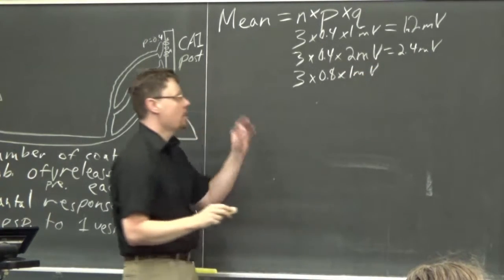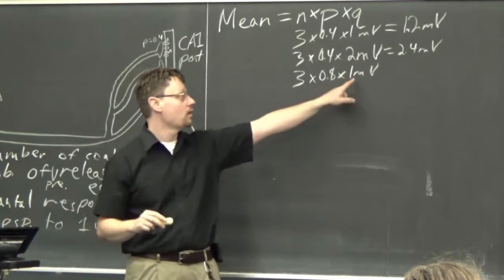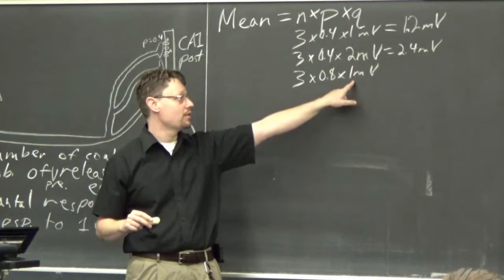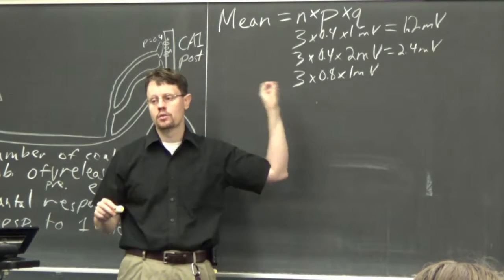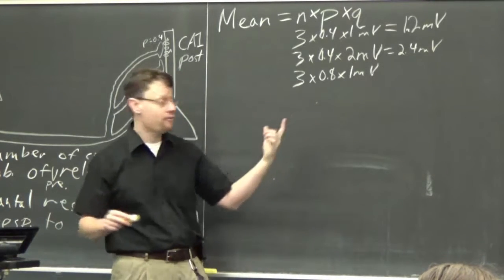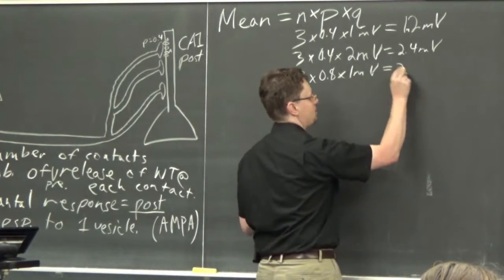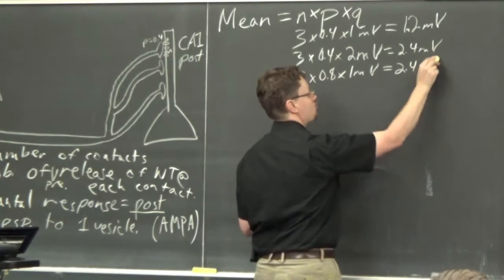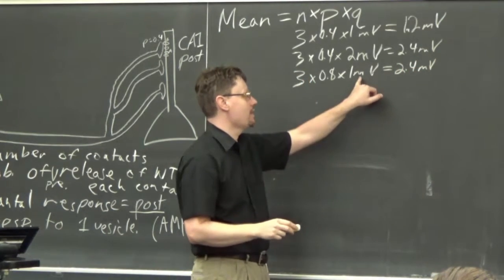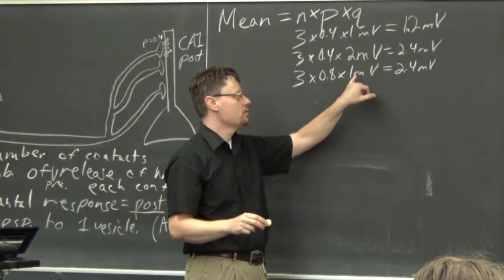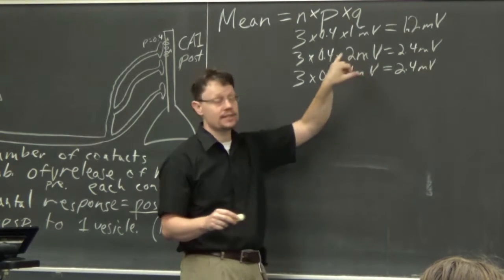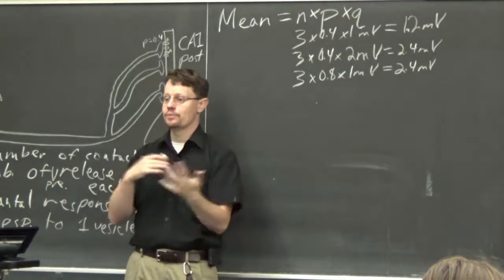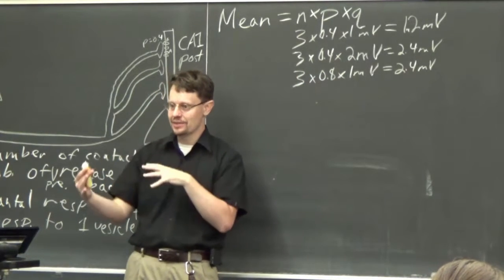Now we'll get a lot more times that we get 3 millivolts, and a lot fewer times that we get 0 or 1 or 2. The average still will come out to 2.4, but the distribution will be very different, because this is going to be made up of zeros, ones, twos, and threes. The other is going to be made up of zeros, twos, fours, and sixes, but because of the relative proportions of them, the mean will still come out the same.